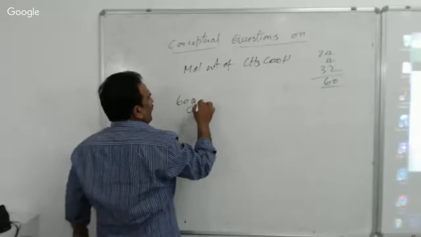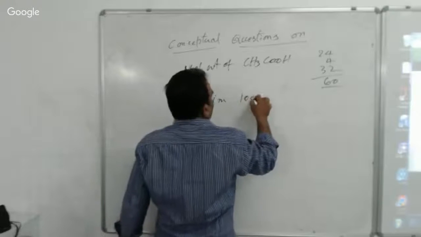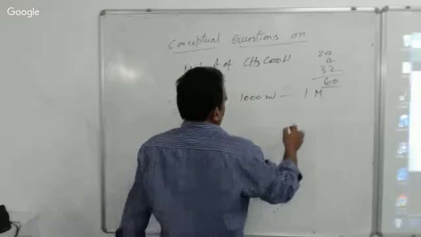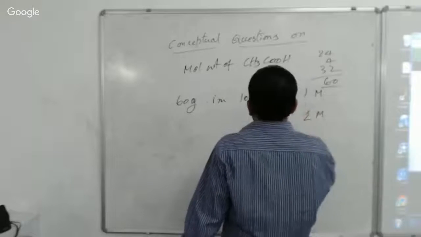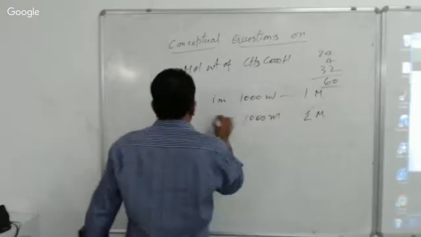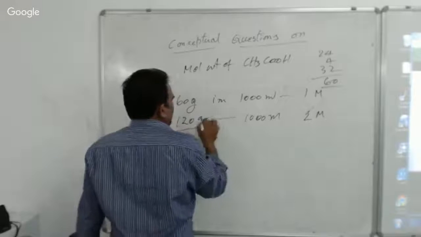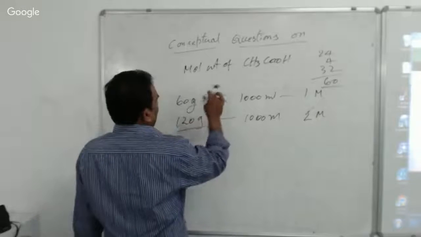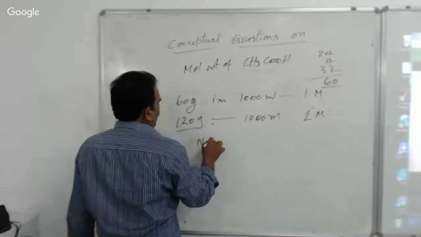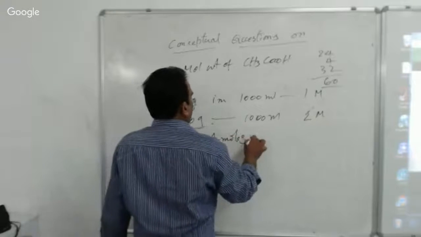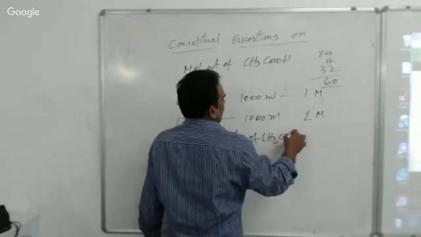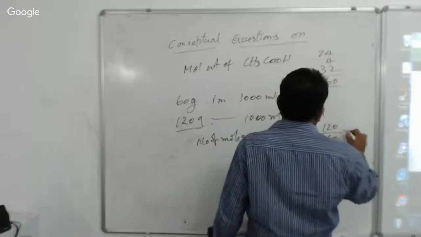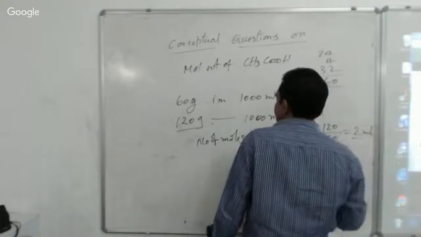60 grams in 1000 ml gives a 1 molar solution. So definitely for a 2 molar solution, in 1000 ml the amount should be 120 grams. So we got the weight of acetic acid, and we know the molecular weight of acetic acid. So the number of moles of CH3COOH, acetic acid, is equal to weight by molecular weight. Weight is 120, molecular weight is 60, so it is 2 moles.